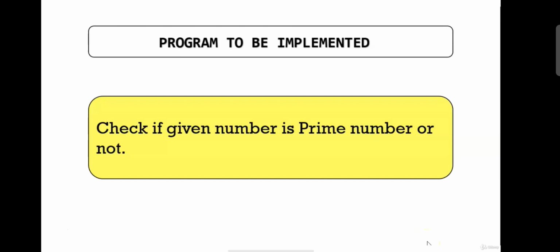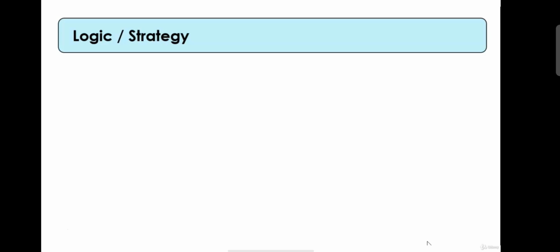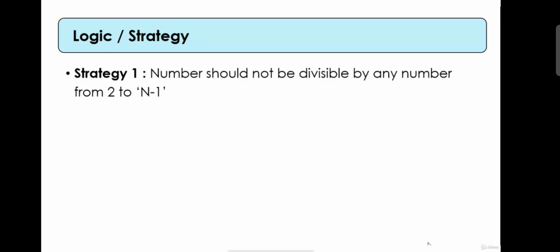In this session, we are going to implement a C program to check if the given number is a prime number or not. Let's discuss the logic or strategy to implement this program. The simplest strategy is to try to divide the given number with different numbers from 2 to n minus 1, and the given number should not be divisible by any of these numbers.